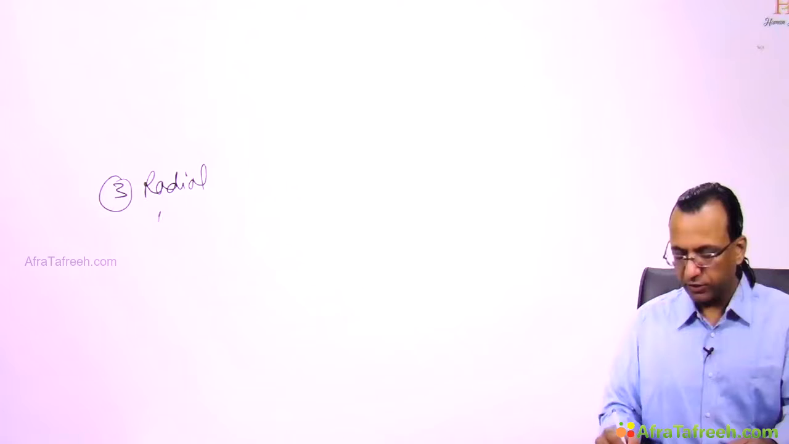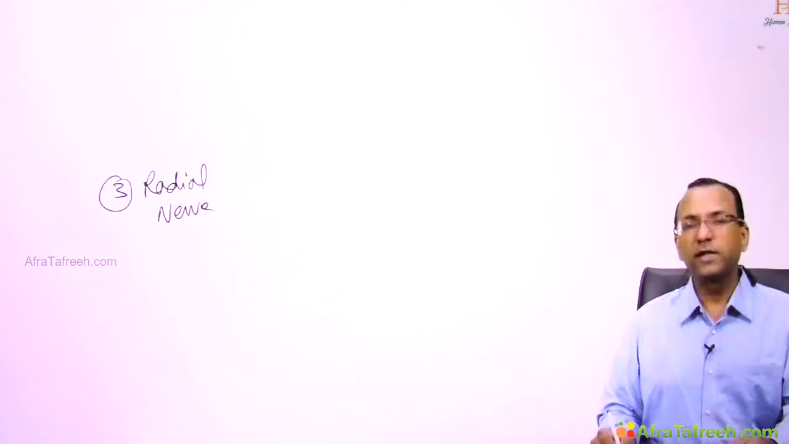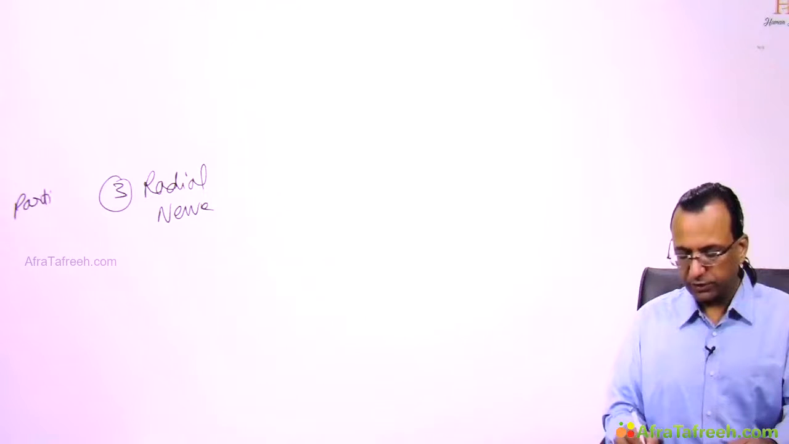Let us discuss. You know, the third nerve was the radial nerve, and the radial nerve was having partial injury. When you say the radial nerve was having partial injury, what does that mean?